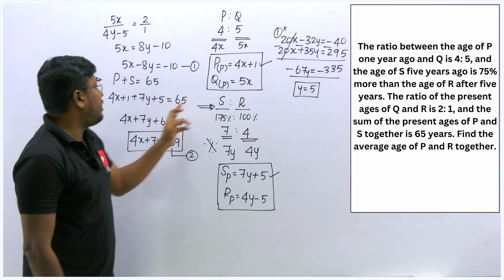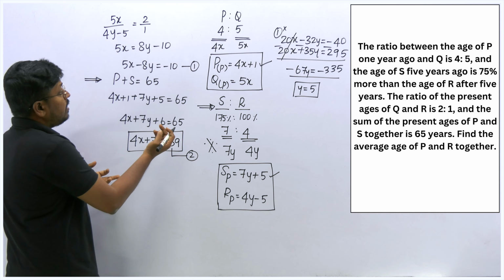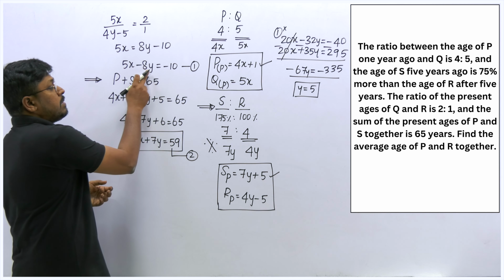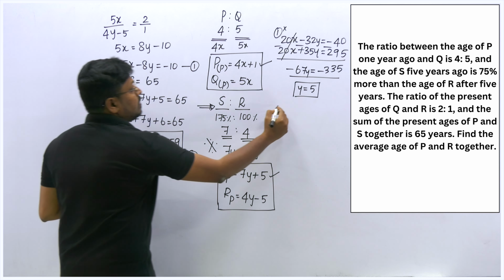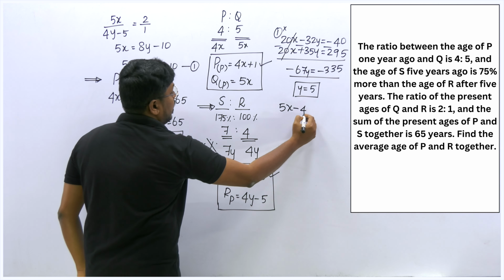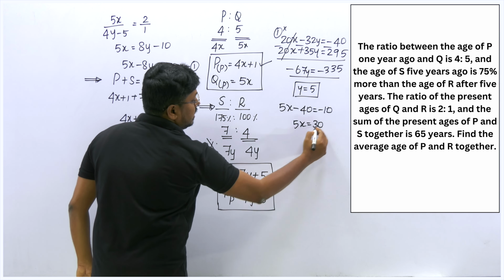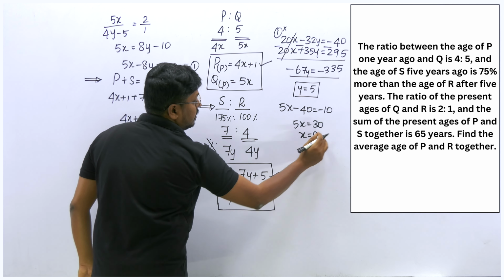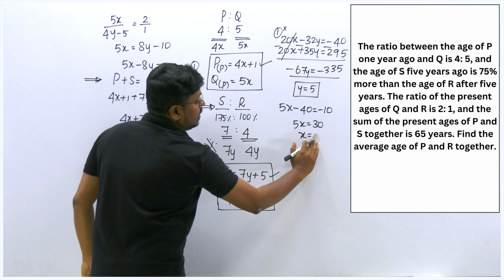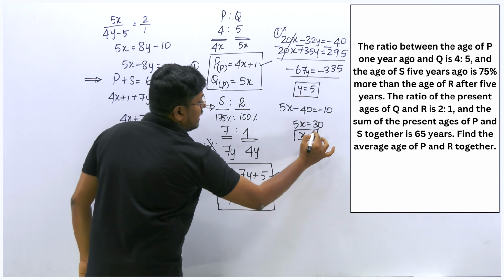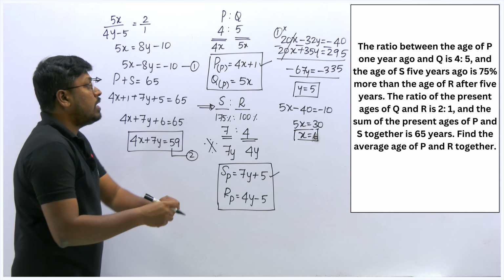So y is equal to 5, right? We can substitute in any one of the equations, so we can substitute here. Once you substitute y equal to 5, this will be 5x minus 40 equals minus 10. So 5x is equal to 30. So x is equal to 6. So finally we got both the values, that is x equals 6 and y equals 5.